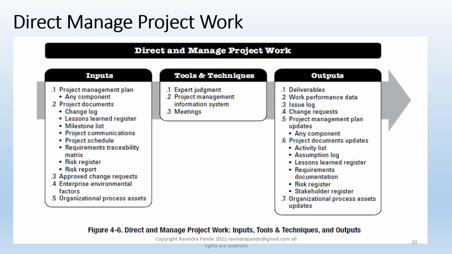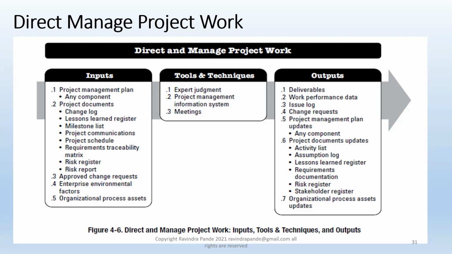then, of course, we update the project management plan, any and all components, for all such issue logs and change requests accepted, sanctioned, approved, and so on and so forth. The project documents updates are the activity list. Now, activity list is normally referred to as work item list or work list or a task list as well. This is a list of activities which is created after decomposing the requirements or decomposing the user story, where what needs to be done for a given requirement.